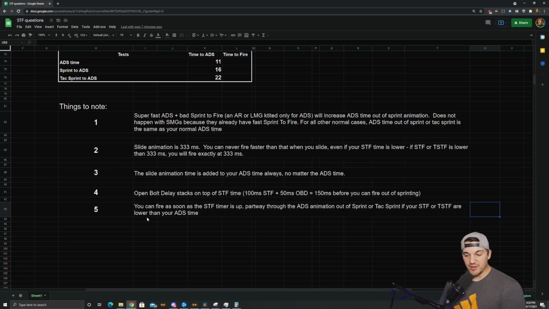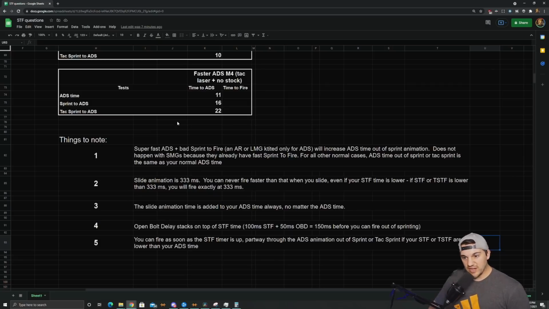It's just a timer from the second you pull the trigger until a bullet will come out of the gun. So, like I said, it's not like they add together or anything. They're completely separate most of the time. The only time they're not completely separate is this one really rare edge case where you have a crazy fast ADS gun with much slower sprint to fire times that can then slow you down.